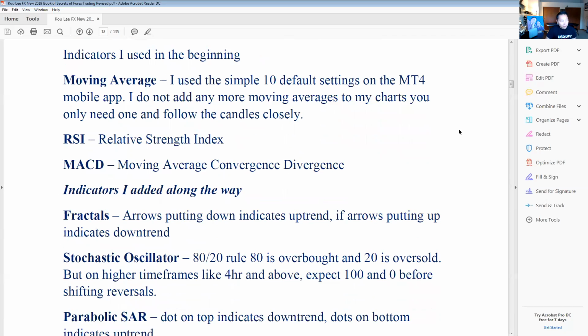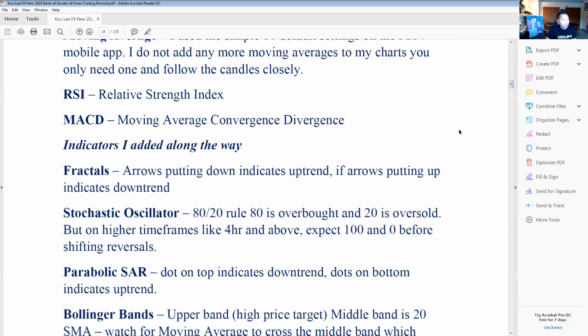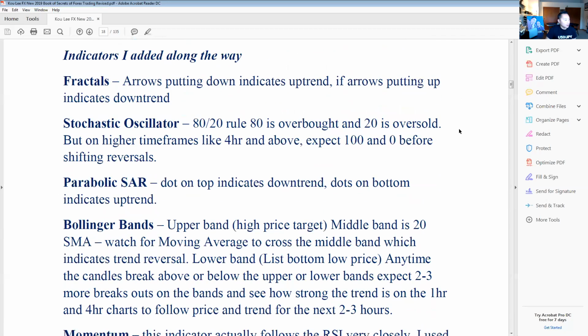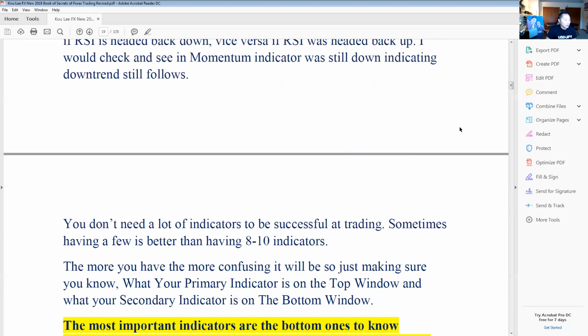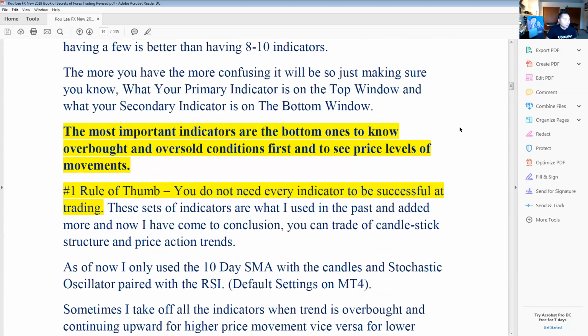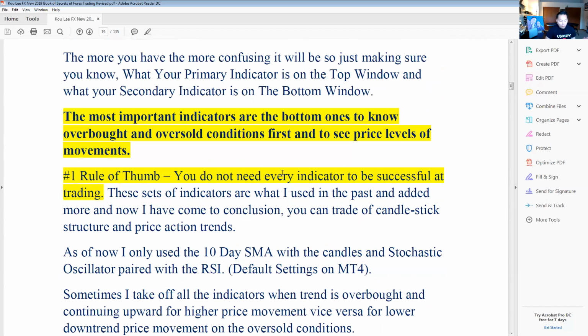The RSI I don't use anymore. MACD I don't use anymore. Fractals, stochastic, parabolic SAR, Bollinger Bands, I'm not using any of this. Momentum, no, I'm not using it. Like I say, once you read the book, I want to reiterate this: the most important indicators were the bottom ones, to know overbought and oversold conditions. That was the most important thing, but not anymore.